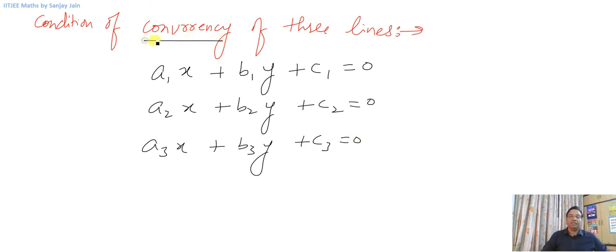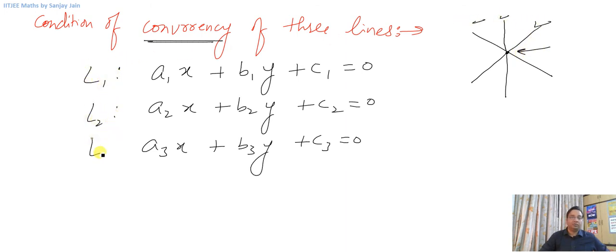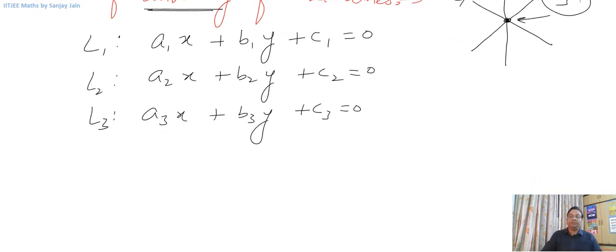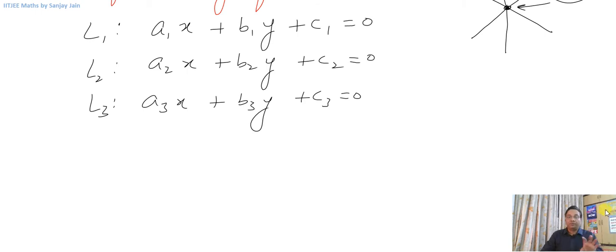Now when are the lines concurrent? When they pass through a single point. Let us say this is the point of concurrency. Let us name these lines L1, L2, L3. These three lines pass through the same point. In other words, I can say that the line L3 passes through the point of intersection of L1 and L2, and that will help me find the condition for concurrency of these three lines.